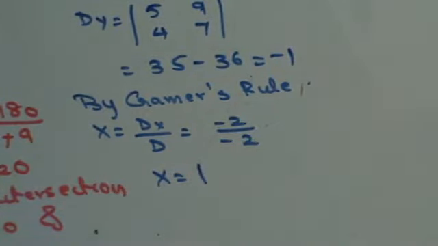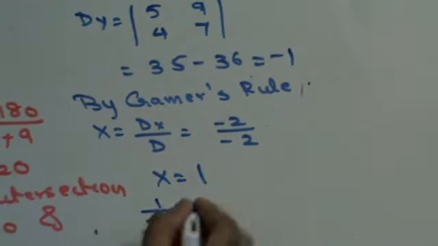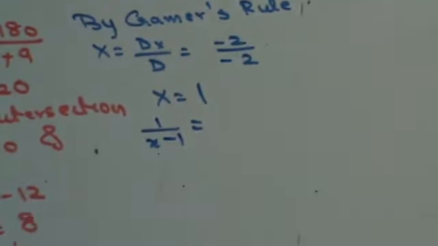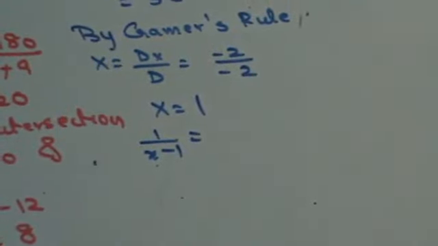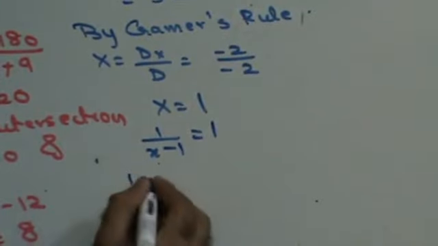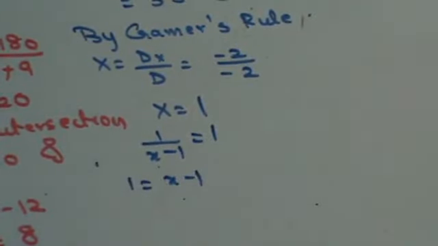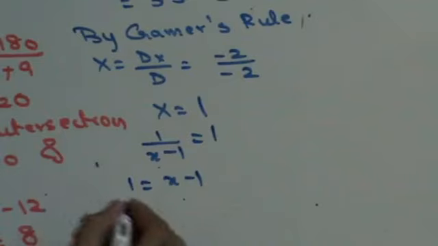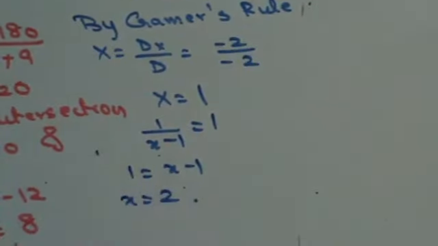But what is the value of capital X? The value of capital X is 1 upon x minus 1. So I will substitute the value of capital X: 1 upon x minus 1 is equal to 1. Cross multiply. So I'll get 1 is equal to x minus 1. So x is equal to 2.